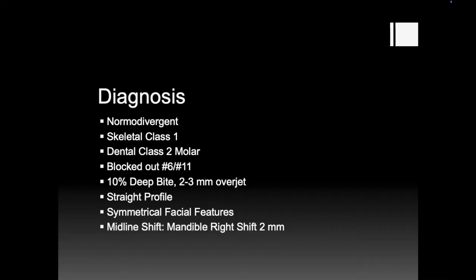All right, 10% deep bite, 2 to 3 millimeters overjet, not really worried about that at all. Straight facial profile, again, we kind of worked through that, maybe a little bit more convex in this case. Symmetrical facial features, that's not a problem. Midline shift, mandible to the right, 2 millimeters. That is not necessarily the problem. Why that happened could be a problem, the space loss on that side, which we would be addressing if we were to treat this case.